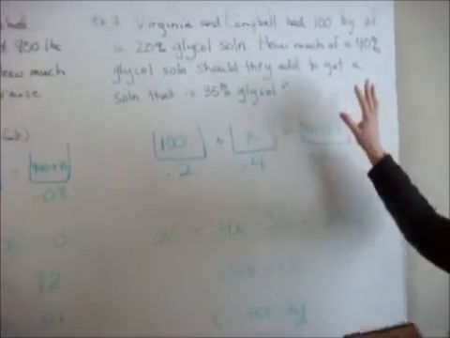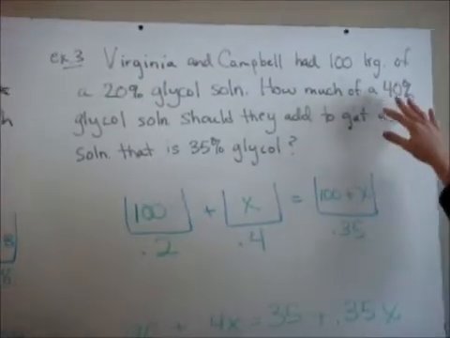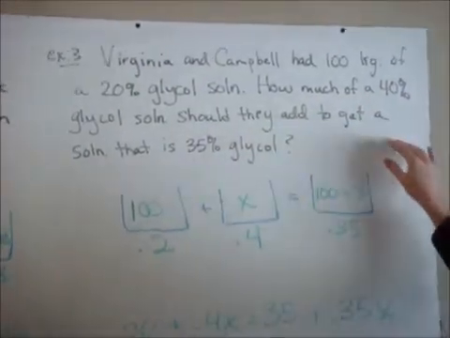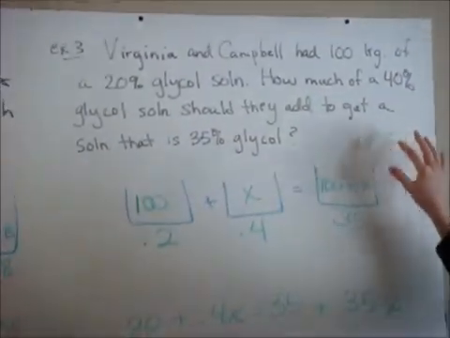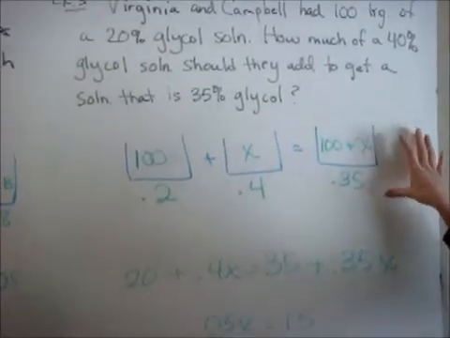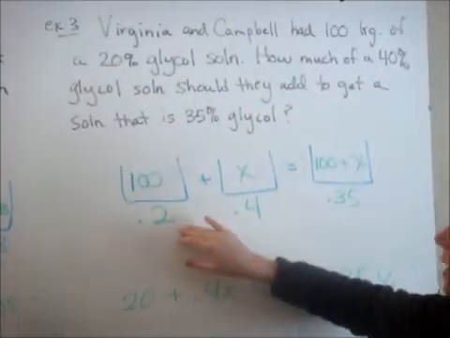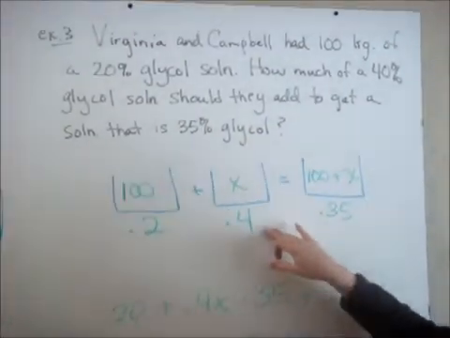All right, one more. All right, example 3, I'm told I have 1 more minute to do this or it won't fit in the YouTube video. Virginia and Campbell had 100 kilograms of a 20% glycol solution. How much of a 40% glycol solution should they add to get a solution that's 35% glycol? This one's simpler than the other ones. You have 100 to start with, it's 20%. How much of a 40% should you add?